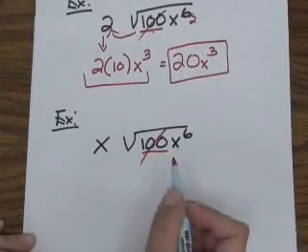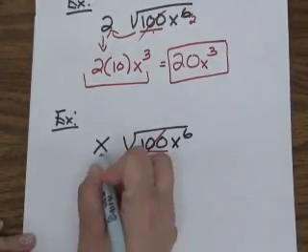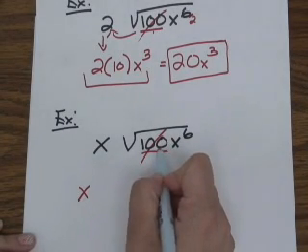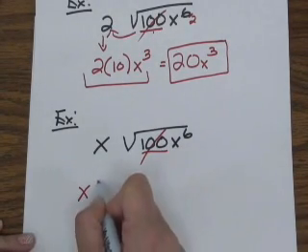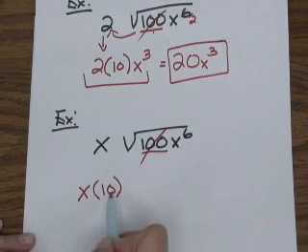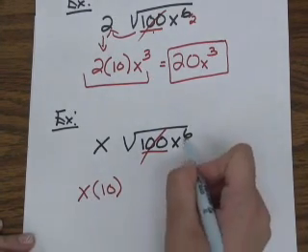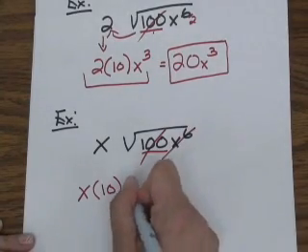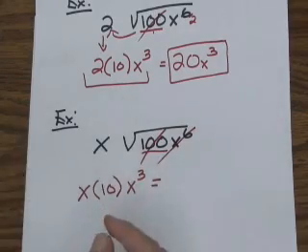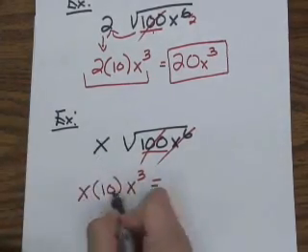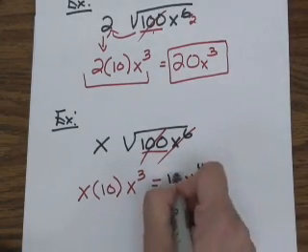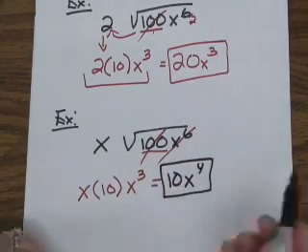So what's going to happen is, again, I'm going to bring down my x because that's in the front. And whatever I find the square root of is going to get multiplied by that number in the front. So since the square root of 100 is 10, I'm going to multiply 10 by x. The square root of x to the 6 is x cubed. Now my job is to just simplify this. x times x cubed is simply x to the 4th power. 10 by itself. My final answer is 10x to the 4th.